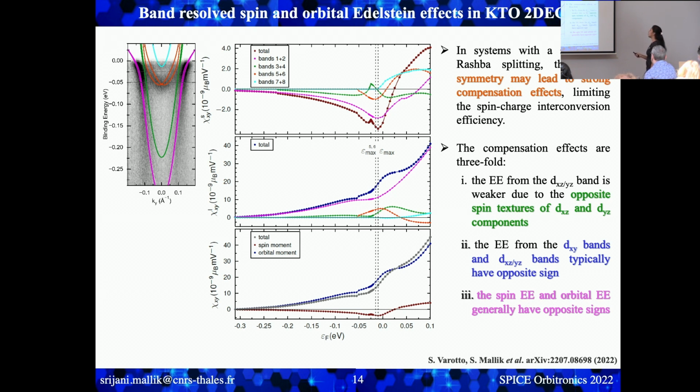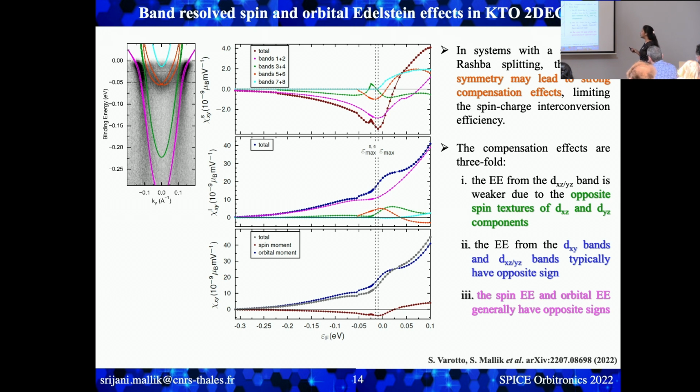So we learned that there are mainly 3 compensation effects. The first one is the Edelstein effect from the dxz and dyz bands. They are opposite in sign. So this is why for the orange one we have less Edelstein effect. Then also the sign between the dxy band and the dxz, dyz is opposite in nature. So this is why the total Edelstein effect is also getting reduced. And then the spin Edelstein effect and the orbital Edelstein effect are also opposite in sign. So this is why the total Edelstein effect is not very large as we were expecting initially.